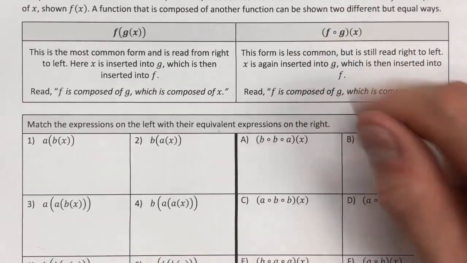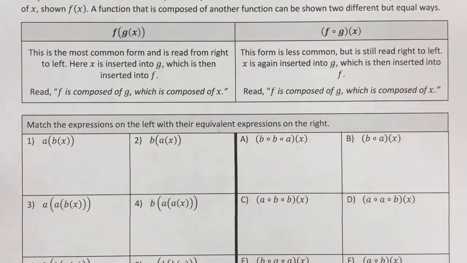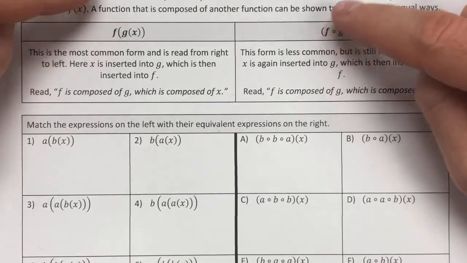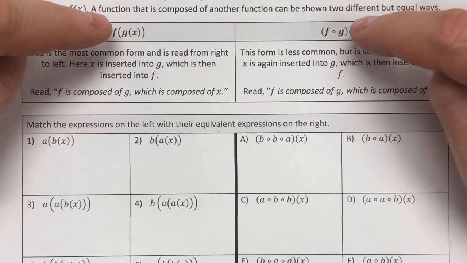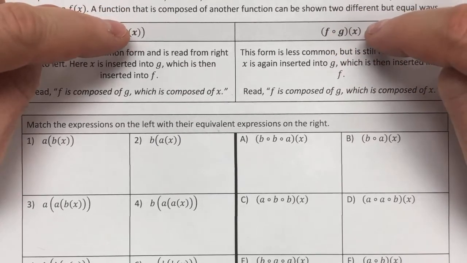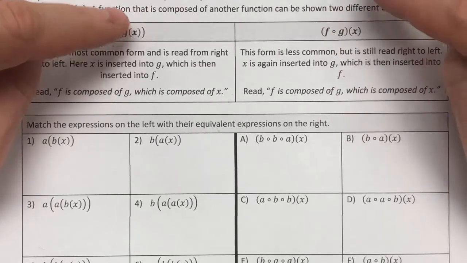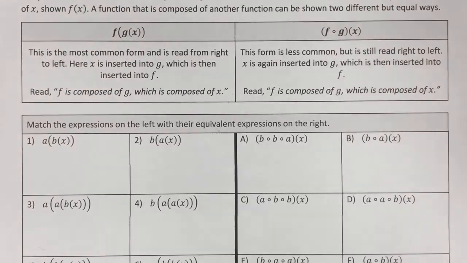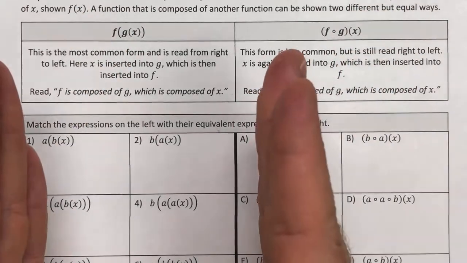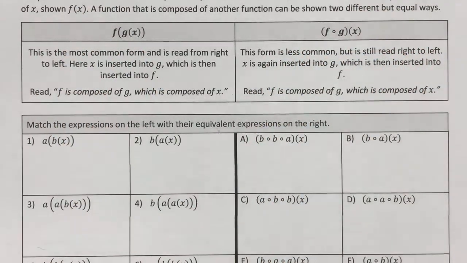What are we plugging in? We're plugging in the g. So both of them are going to be read as f is composed of g and g is composed of x, which means that x was plugged into g, which was then plugged into f. They're read the same way. They're even listed from left to right in the same way. But just to make sure we are familiar with this other type of notation in case we run across it, I've got a few different samples set up for you.